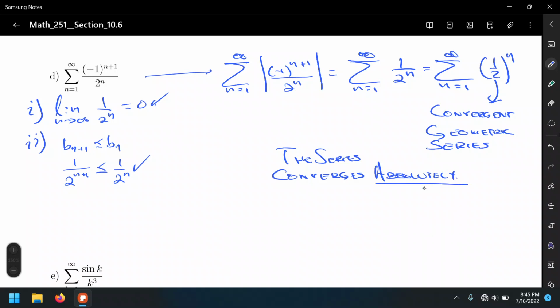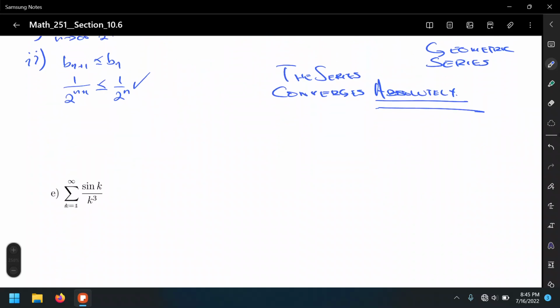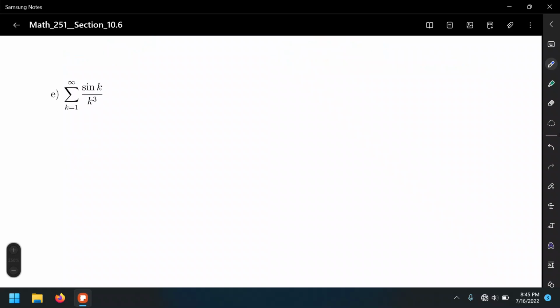Alright, and let's do one more. Sigma k equals 1 to infinity of sine of k over k cubed. Alright, so let's have a look at this one. Number one, the first condition, the limit as k approaches infinity of sine k over k cubed. So in this case, what's going to happen?